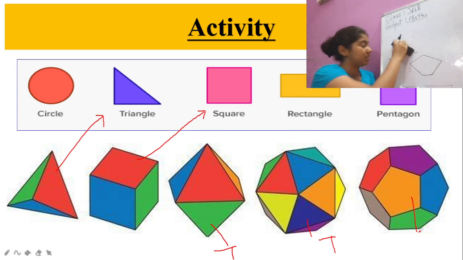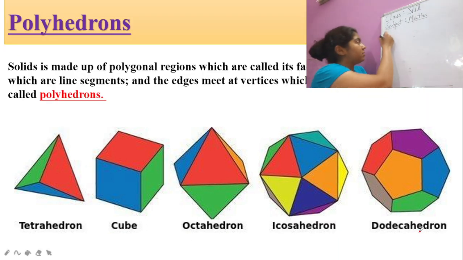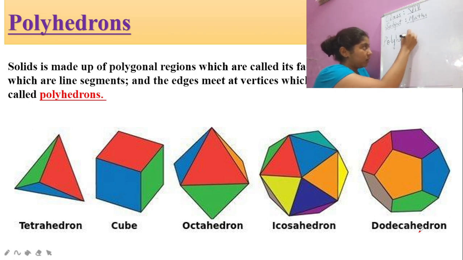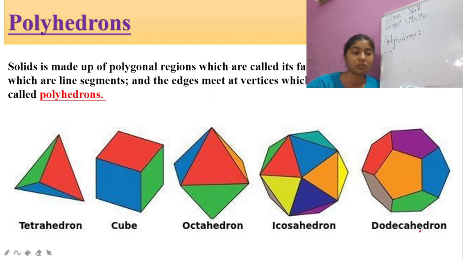So basically we are discussing a topic related to polyhedrons. So this is our topic of discussion, that is polyhedrons. Okay, so we are going to discuss its concept, and later on we are going to discuss its types. Firstly, let's see what a polyhedron is. A solid is made up of polygonal regions which are its faces. These faces meet at edges which are line segments, and the edges meet at the vertices which are points. Such solids are called polyhedrons.